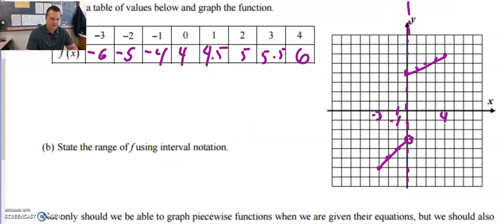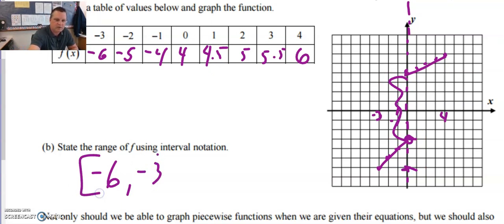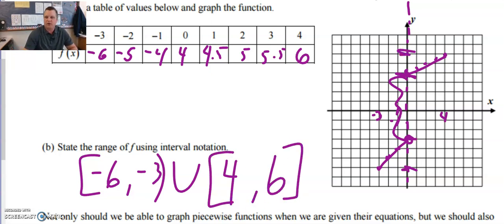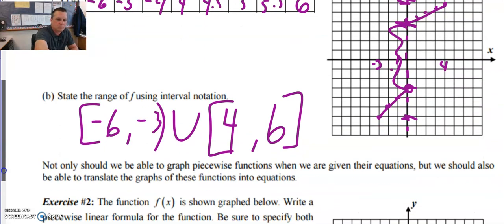State the range of f using interval notation. So the range of f. So my lowest value of f, meaning the y value, is -6. So -6, it goes from here to here because there's a break all in here. So -6 to -3. The -6 is included, the -3 is not included. That's why the -6 gets a bracket and the -3 gets a parenthesis. Union. And then I pick up again here at 4 and go up to 6, both brackets there because they are inclusive. Right?